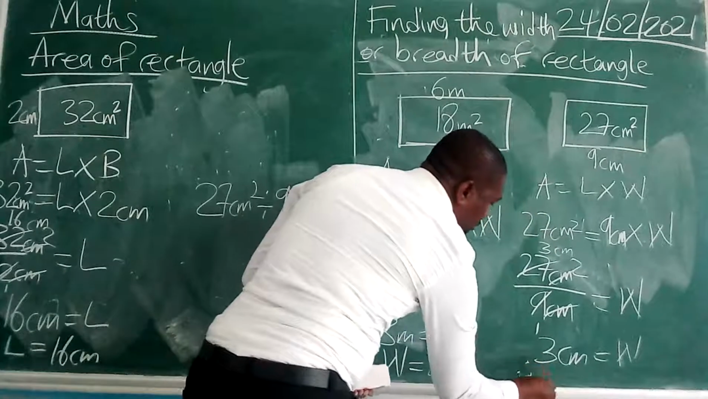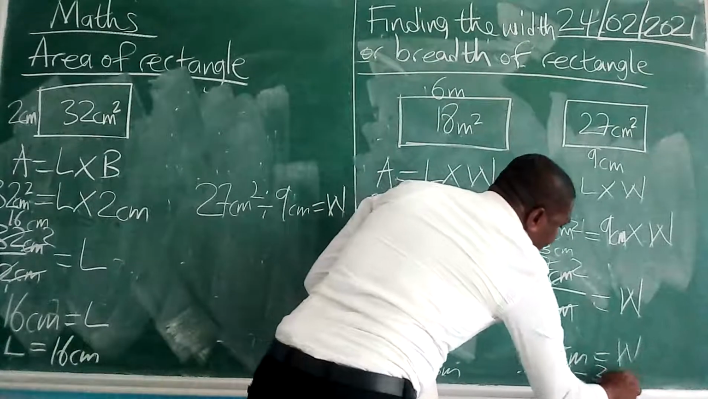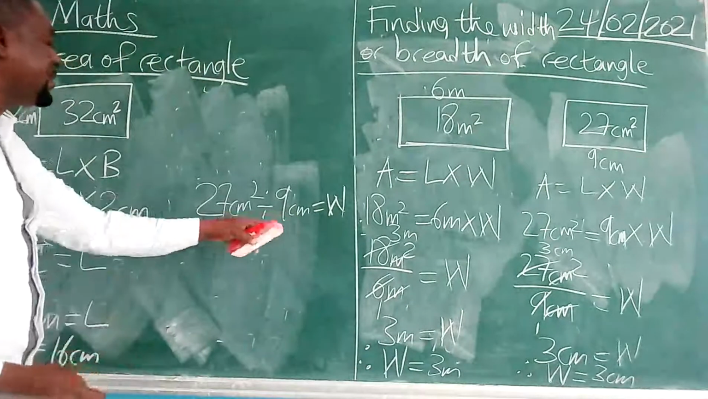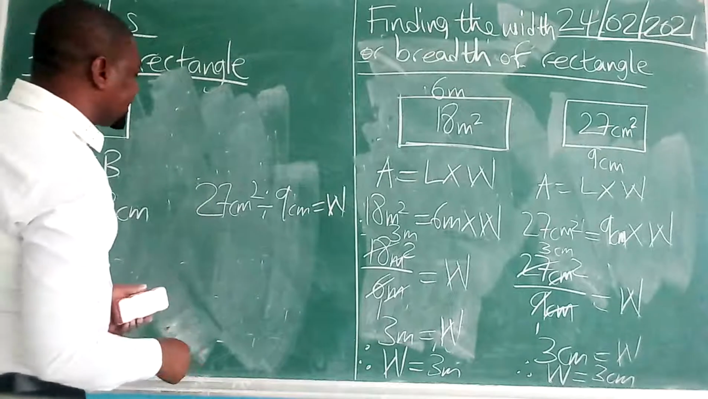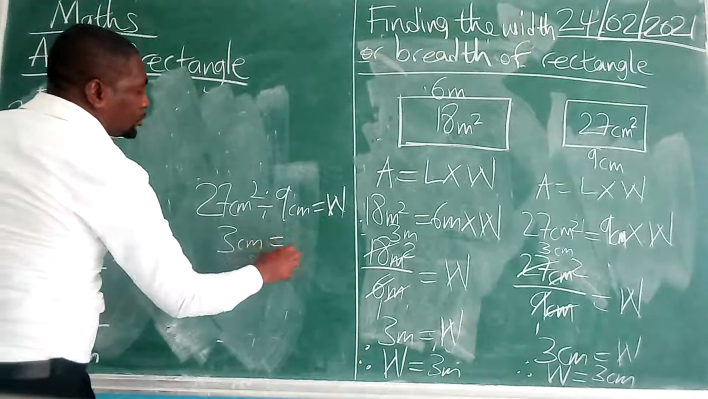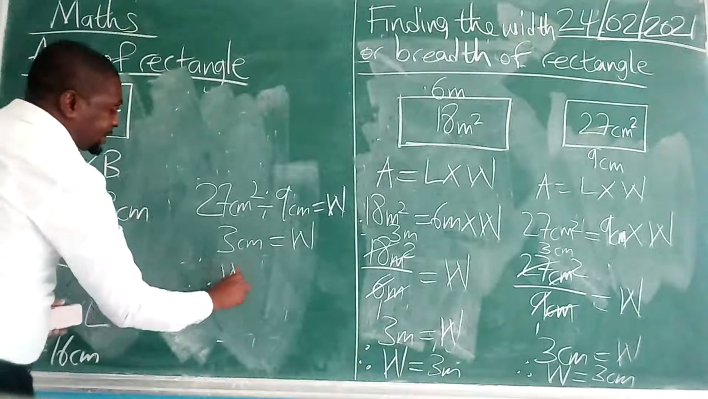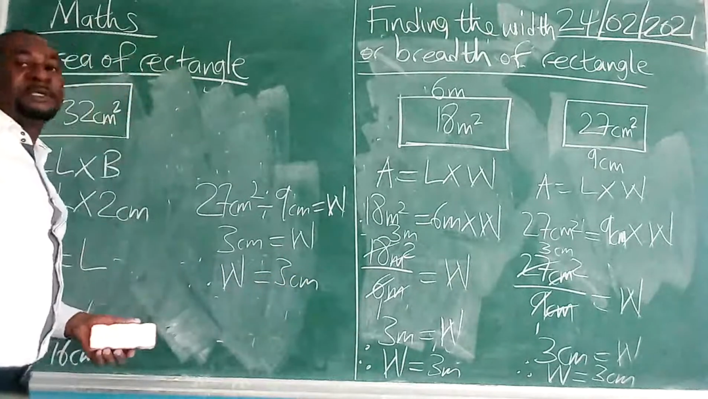Therefore, width is equal to 3 centimeters. The same thing like here: 27 centimeters square divided by 9 centimeters, you will get 3 centimeters equals width. Therefore, width is equal to 3 centimeters.